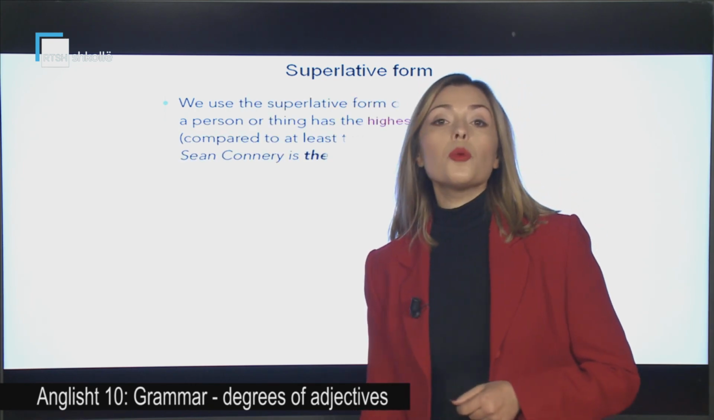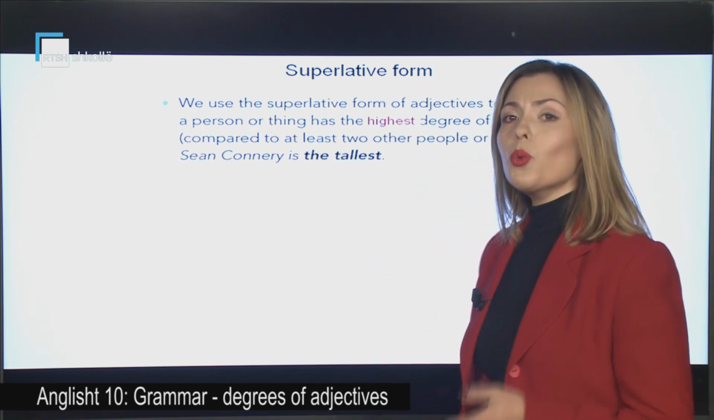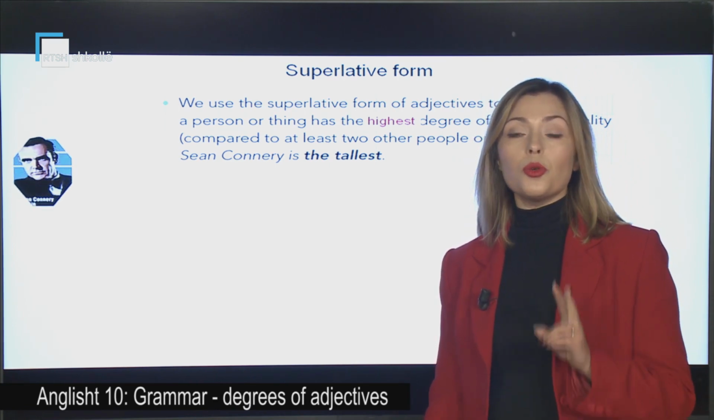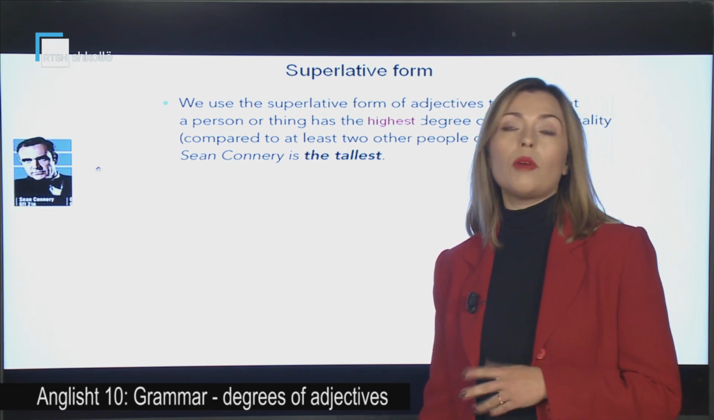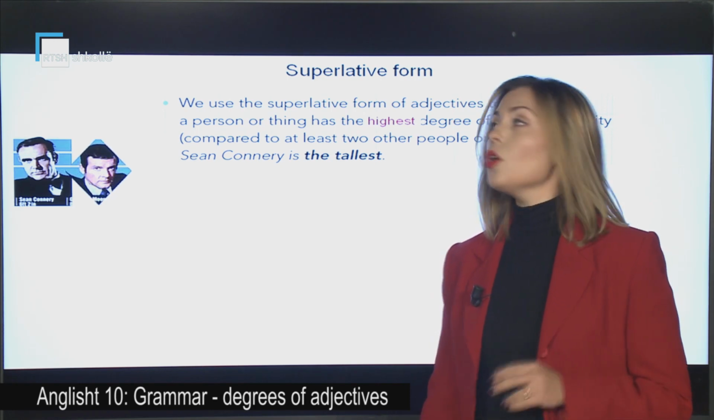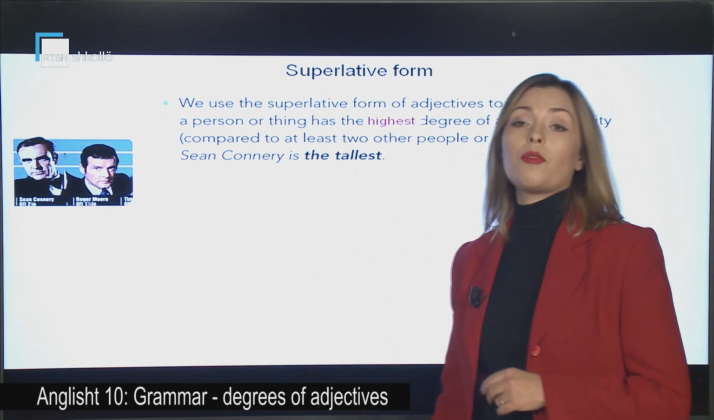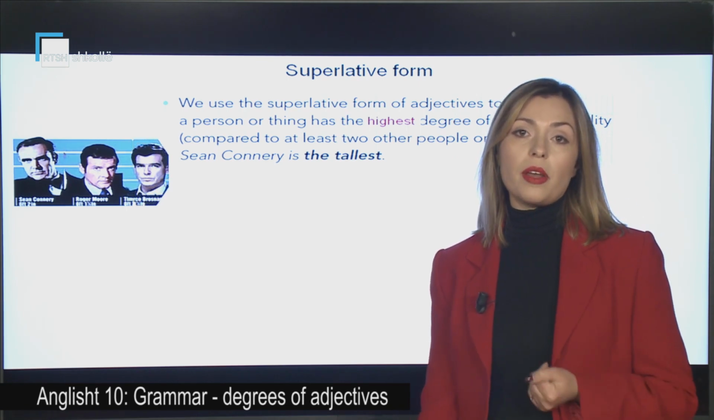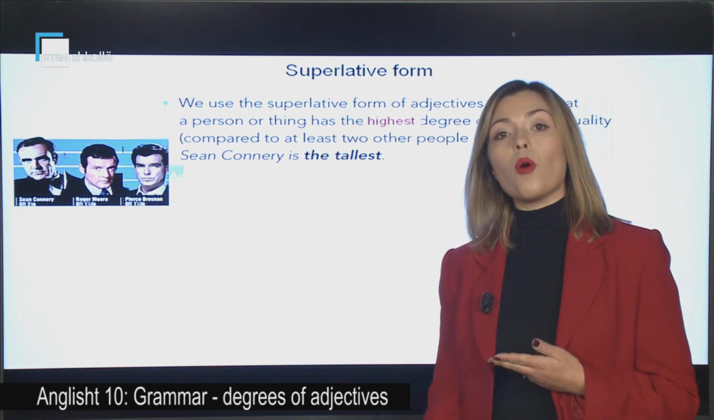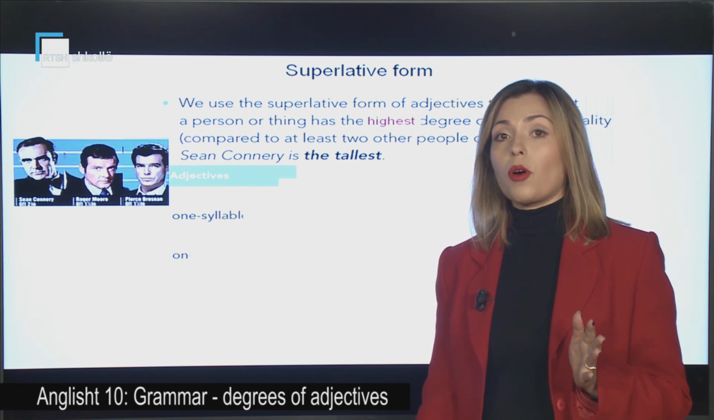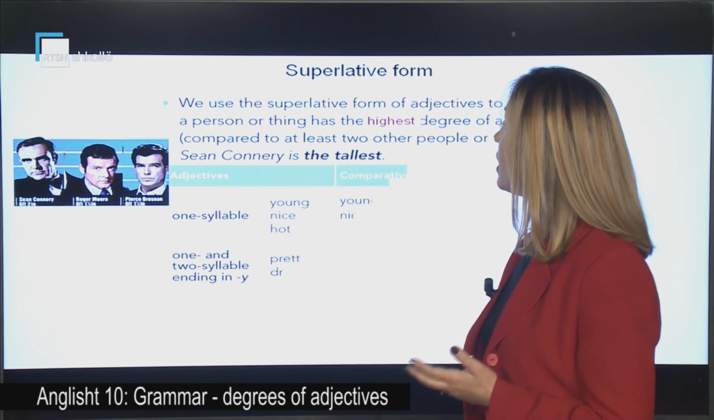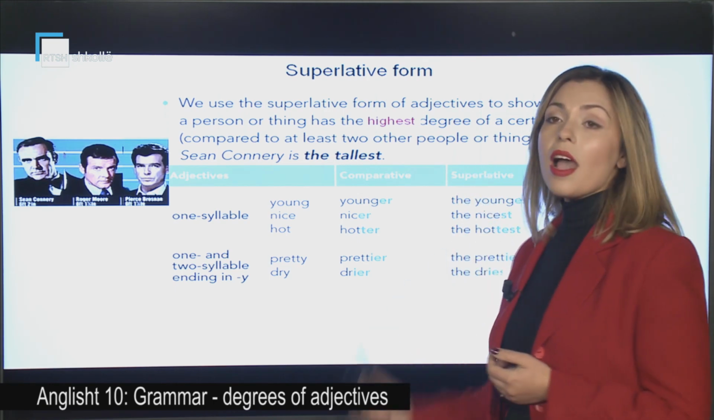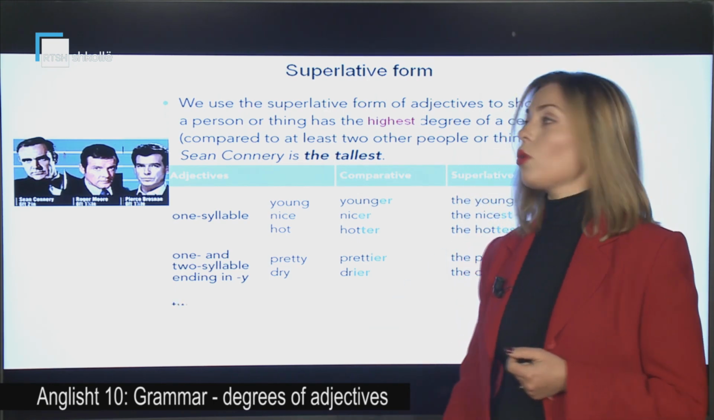Let's continue with the superlative form. We said that in the comparative form, we have only two people or two objects or two places, whereas in the superlative form, we compare one with more than three. So three or more. We don't have two anymore. And the meaning of that is that we have the highest degree of quality.